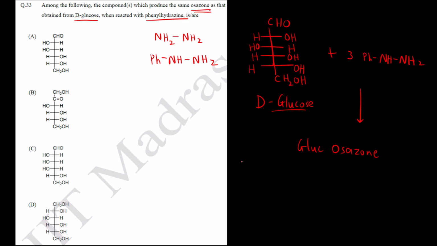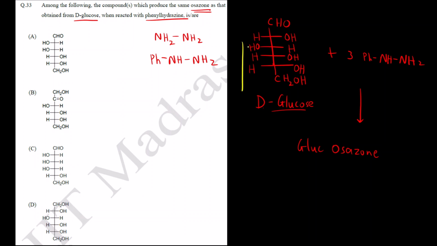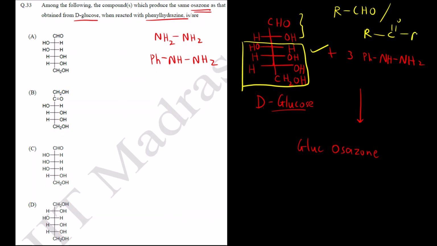So what we have to do is, we have to check in which of the molecules the rest 4 carbons, carbon 3 to carbon 6, are the same. This should be the same. The first 2 can be different. And which compounds react with phenylhydrazine? Either aldehydes or ketones. Only these 2 compounds can react with phenylhydrazines or hydrazines in general to form hydrazone.